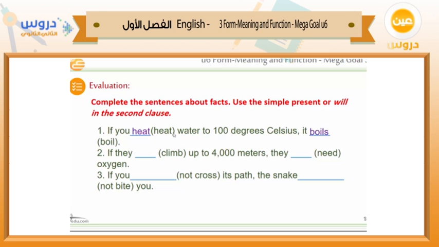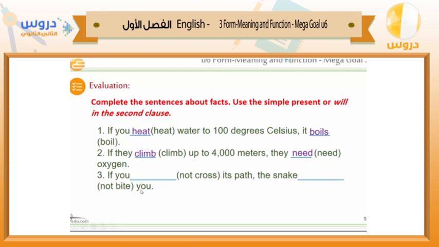It boils. Number 2: if they climb, and we should add either s or leave it as it is. If they climb up to 4,000 meters, they need oxygen. So either say they will need or they need. What's the answer? The first blank we can say if they climb, and the second blank they need.